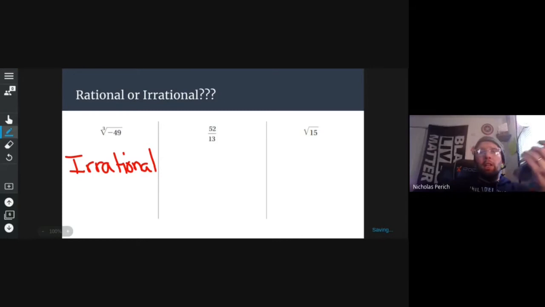52 over 13, it's already a fraction. So can a fraction be written as a fraction? Yes.